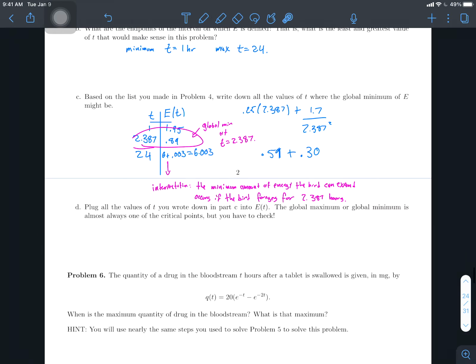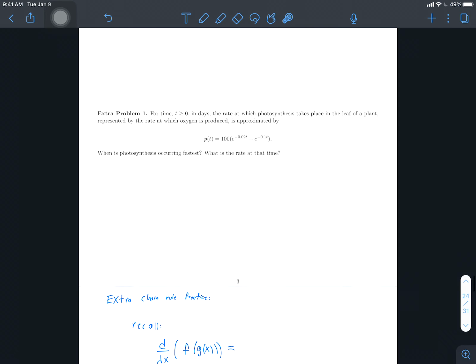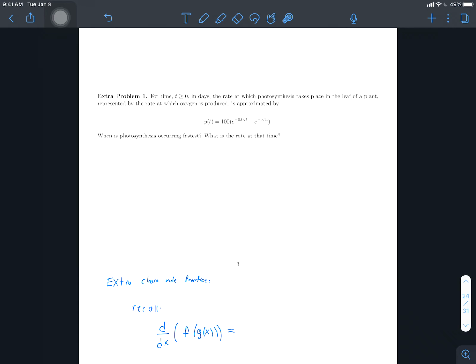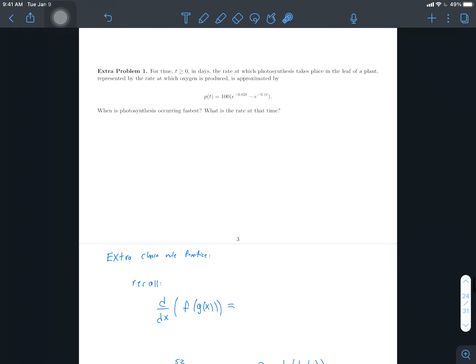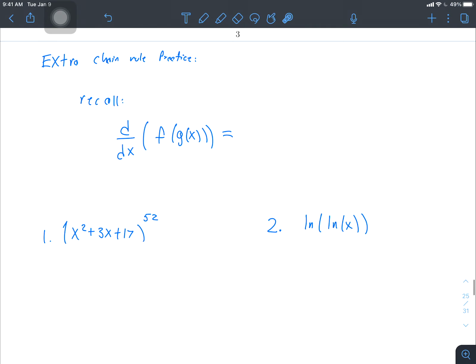All right. For the rest of class, I wanted to go back because I think there was some confusion about the chain rule. So I'm going off script here for a bit, and we're just going to go back and take another look at some chain rule practice, okay?